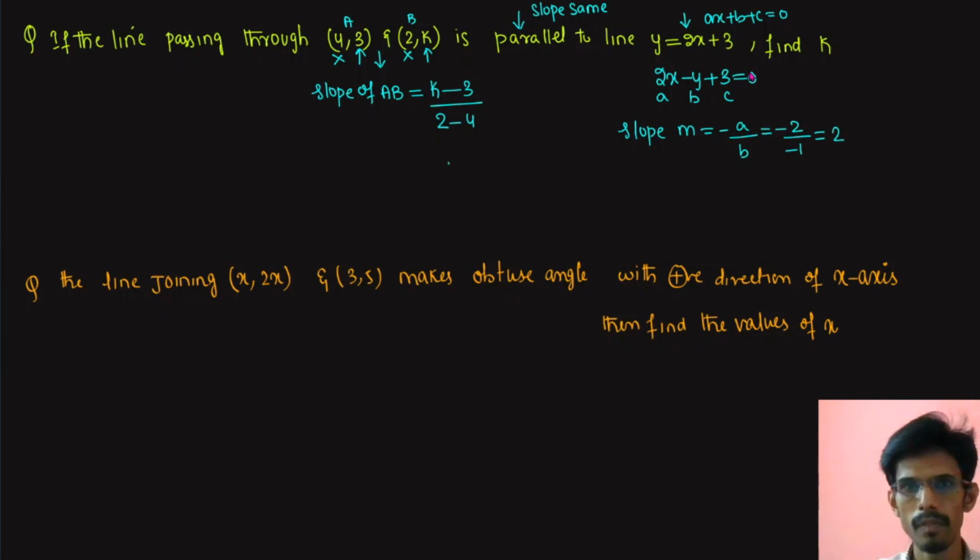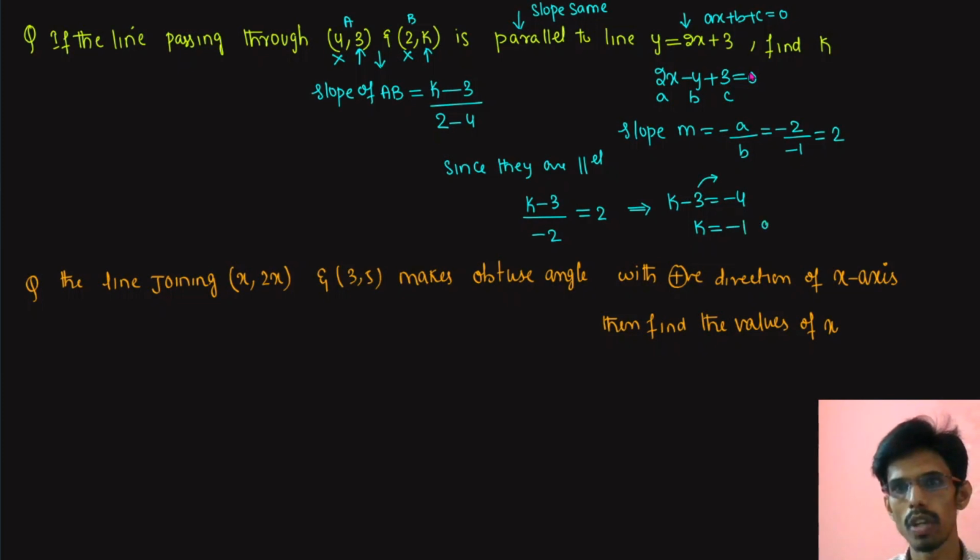Since they are parallel, slope will be same. So I will get k minus 3 by minus 2 will be equal to 2. So here we have k minus 3 is equal to minus 4. So k will be, take this 3 to that side, we will get 3 minus 4 will be minus 1. So the answer will be minus 1.